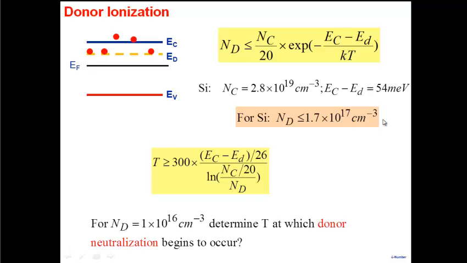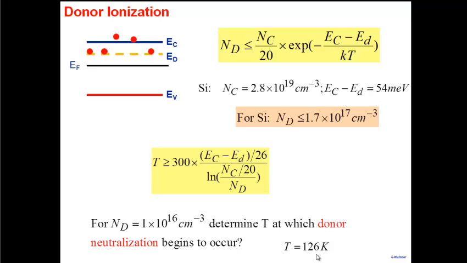So for ND equal to 10 to the power 16, suppose we had asked: determine T at which donor neutralization begins to occur. It is just the same thing. Neutralization means some of them are not ionized anymore. Okay, begins to occur. What will I get? So I know EC minus ED is 54 milli-electron volt. I know NC is 2.8 into 10 to the power 19. And ND is 10 to the power 16, so I can find out the value is 126 Kelvin.